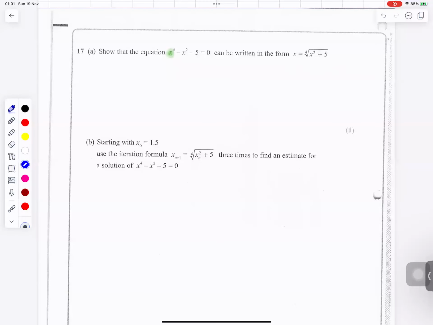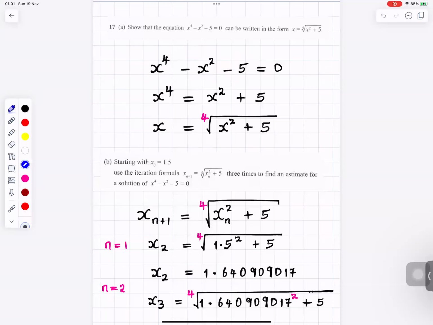Question number 17. For question 17, we want to get that expression, that equation. Because the root is 4 there, that's a clue. It tells us that we want to make the term with x to the power 4 the subject. So minus x squared goes to the right, it becomes plus x squared. Minus 5 goes to the right, it becomes plus 5. Now to get rid of the power 4, we find the fourth root, and that's it.